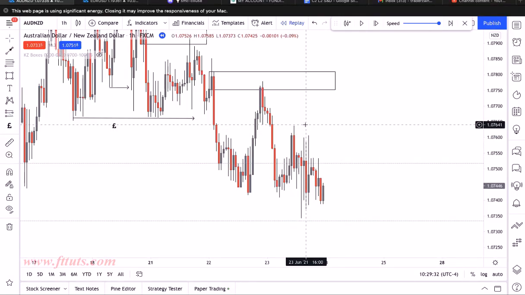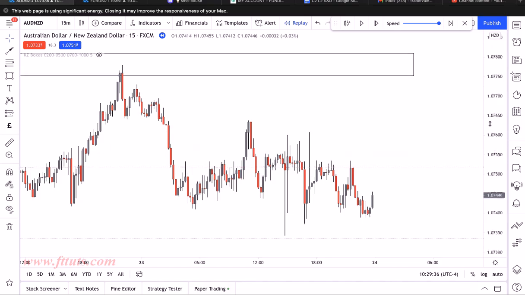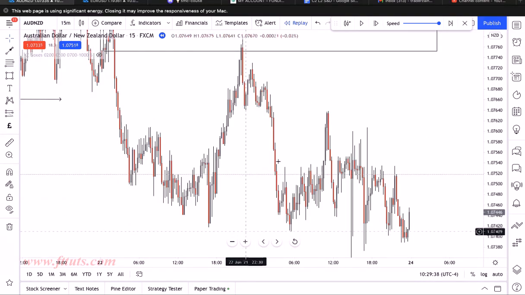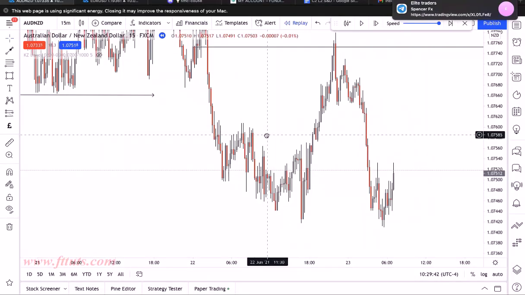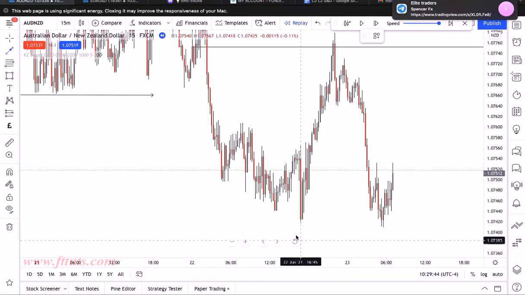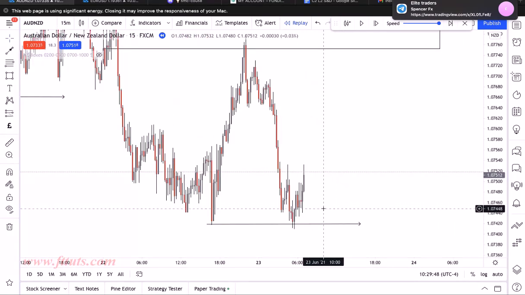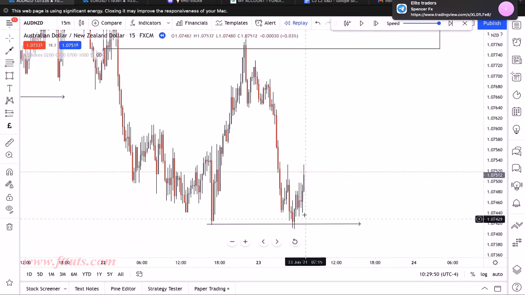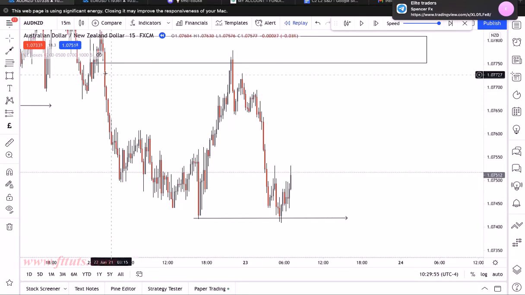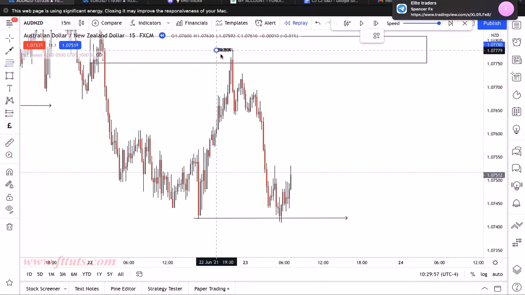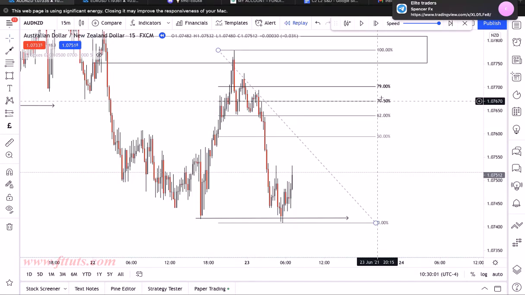Now for this entry that we identified on the 15-minute, once price reacted off that entry, we identified that price created equal lows, right? Double bottom, and it started to pull back, and there was imbalance, right? So we already know that price is going to pull back to fill in any imbalance. So now we look for areas to then sell off from, right? That's the swing high, that is the swing low. This is the 62, 70.5, 79%.